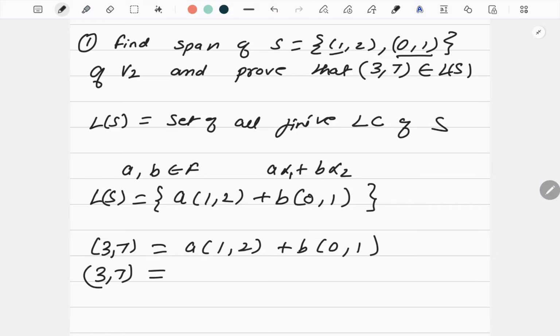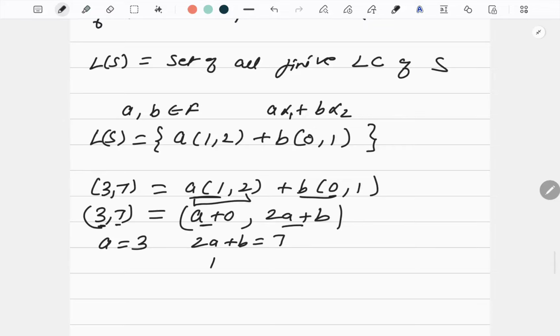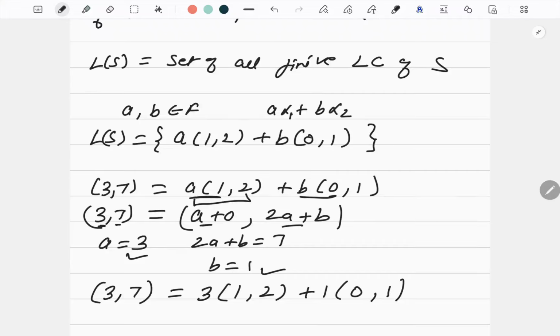(3, 7) is equal to a(1, 2) plus b(0, 1). What is the first element here? a, 0. What is the second element? 2a plus b. Two ordered pairs are equal if the first coordinate equals the first coordinate and the second coordinate equals the second coordinate. So a is equal to 3 and 2a plus b is equal to 7. If a is equal to 3, then b is equal to 1. So I am able to find the values of a and b. So I can express (3, 7) as 3(1, 2) plus 1(0, 1). You can solve and check.